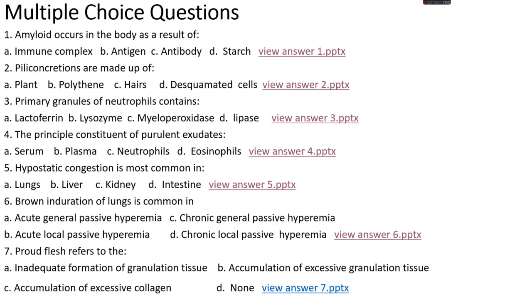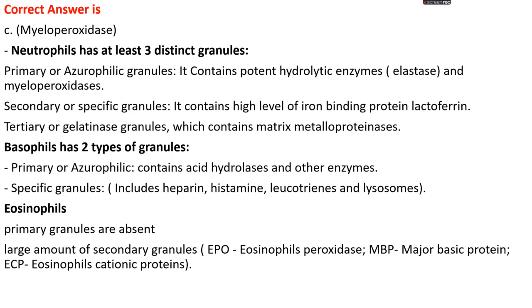Question number 3. Primary granules of neutrophils contain option A lactoferrin, option B lysozyme, option C myeloperoxidase, option D lipase. The right answer is option C, that is myeloperoxidase. Let's see that neutrophils contain three distinct types of granules. First is primary or azurophilic granules, which contain potent hydrolytic enzymes, example elastase and myeloperoxidase, while secondary or specific granules contain high level of iron binding protein, that is lactoferrin, and tertiary or gelatinous granules contain matrix metalloproteinases.